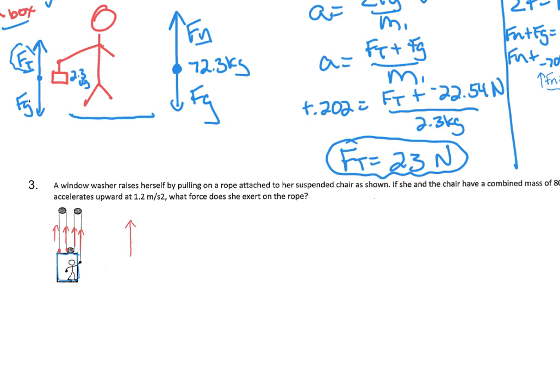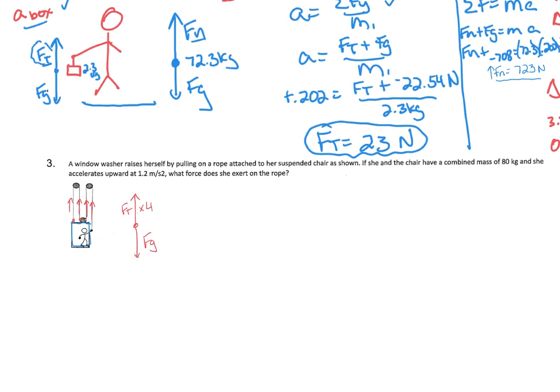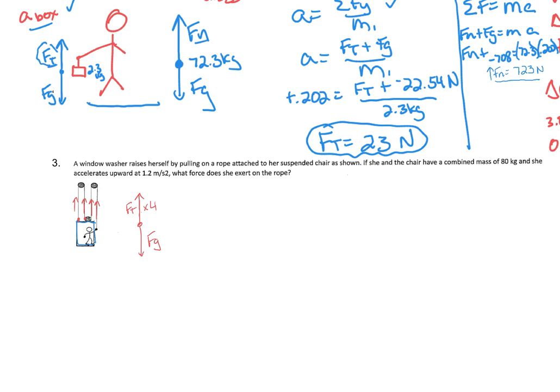So there would be force of tension times 4, and then there would be a weight of the system, the elevator. And I believe it has a combined mass, it's not that heavy, of 80 kilograms, right? That's a mass, 80 kg. So let's find our gravity. 80 times 9.8, or 784 newtons of force downward. And the tension force is unknown. In fact, that's what we're going to try to find.